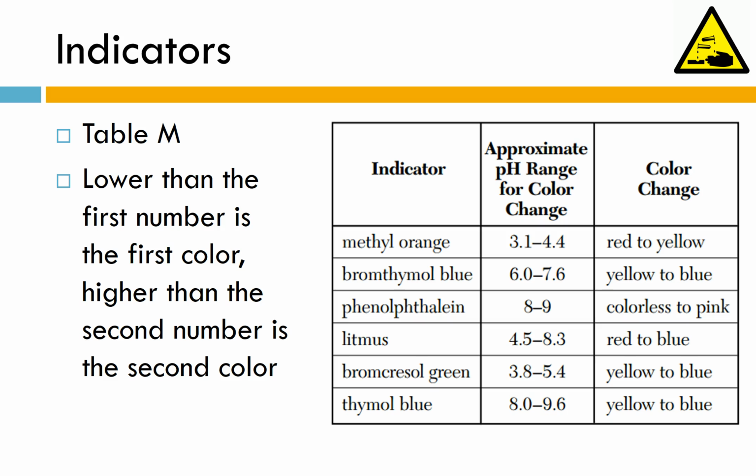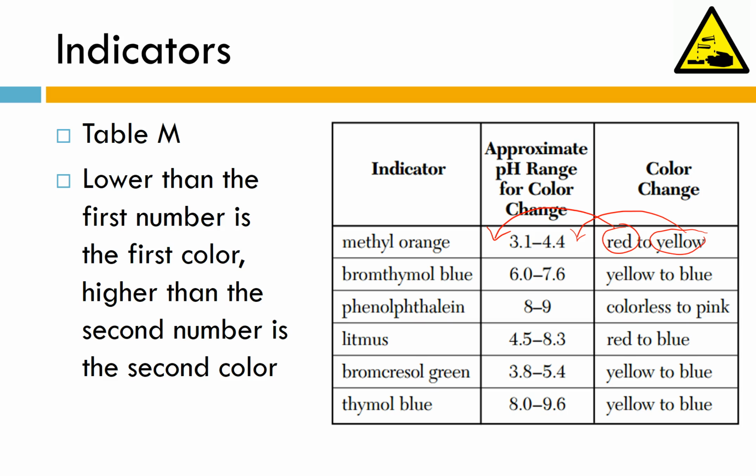So a little bit more about indicators. You have a list of them on Table M, so check your reference table. You're going to see this. There are more than 6 indicators out there, but New York State has picked these 6. The way this table works is it tells you the approximate pH range for the color change, and then what color change occurs. If we take a look at methyl orange, at 3.1 and lower, methyl orange is going to be red. Once the pH is above 4.4, the solution is going to be yellow in color because the indicator has changed colors.